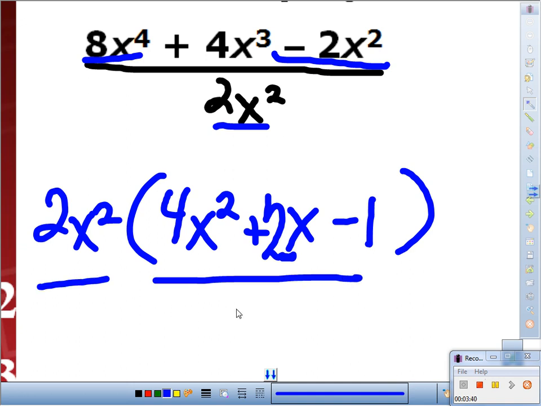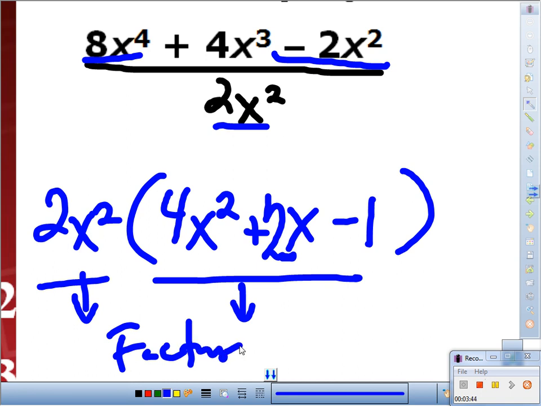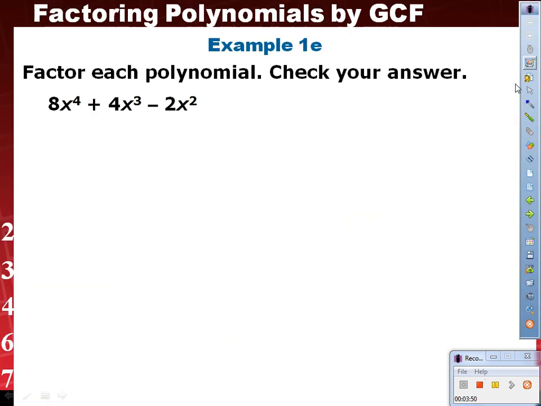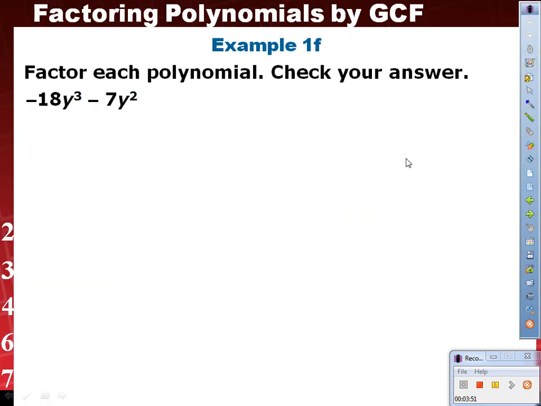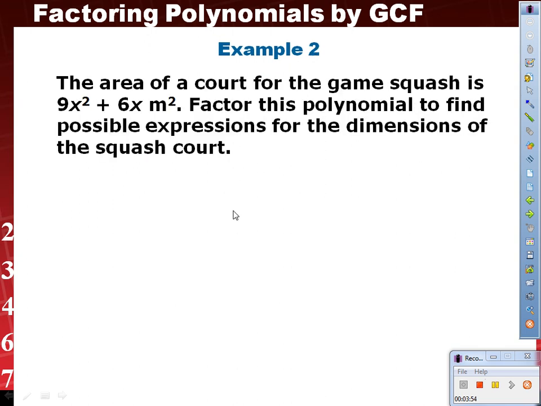How many factors do you see? 2. This and that. These are my factors. And of course, to check, we just distribute and check to make sure we got the same thing that we started with. All right. Fairly simple. Copy this one.